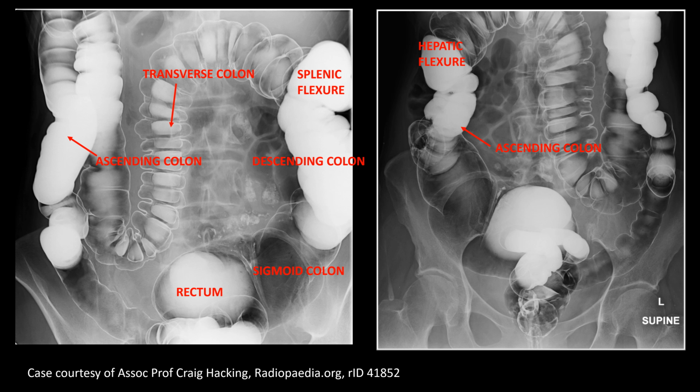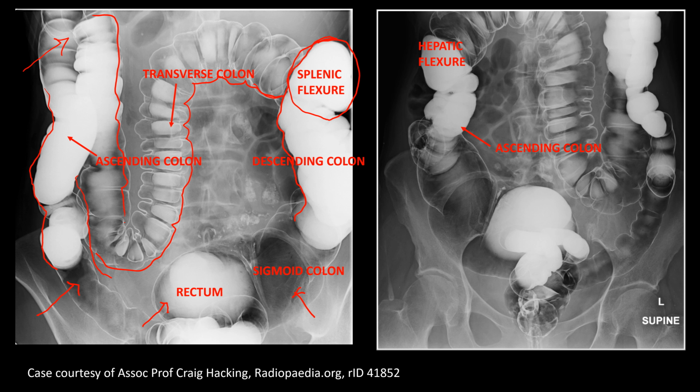As you can see here, first is the rectum, which can be seen in the pelvic region. Then a dilated structure, the sigmoid colon. This is the descending colon. This part is the splenic flexure, transverse colon. Here is the hepatic flexure, and this is the ascending colon. This image is taken by the double contrast method.